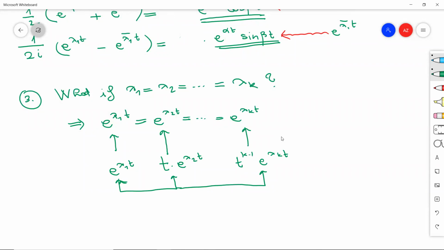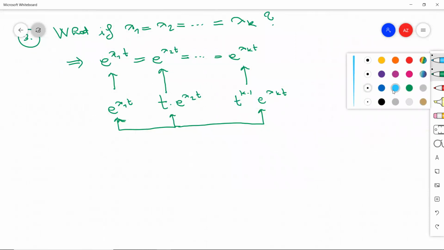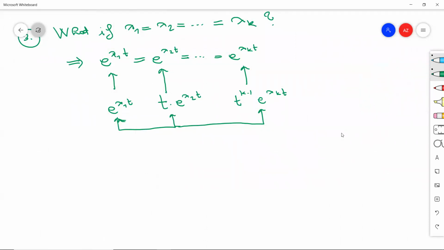It's not a very long derivation of this, but let's skip this derivation. Let's only look at an example so that you will see this is really true in case we have a double eigenvalue.